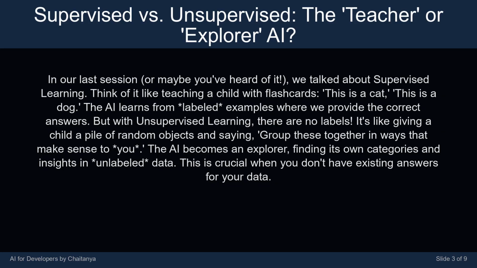But with unsupervised learning, there are no labels. It's like giving a child a pile of random objects and saying, group these together in ways that make sense to you. The AI becomes an explorer, finding its own categories and insights in unlabeled data. This is crucial when you don't have existing answers for your data.